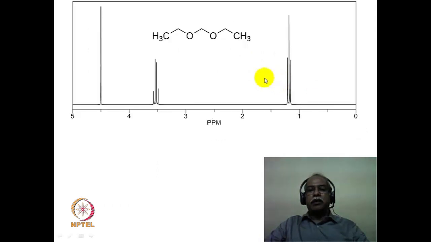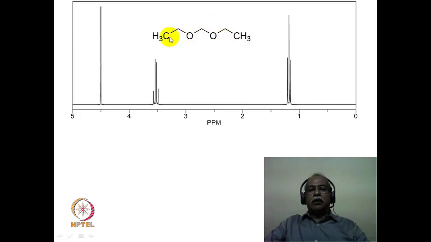Another example we will see here. This is again a symmetrical molecule. It's a fairly simple molecule. This CH2, which is flanked by two oxygens, comes at the most de-shielded region in the NMR, around 4.5 ppm. It comes as a singlet because there are no coupling partners, there are only oxygens adjacent to this.